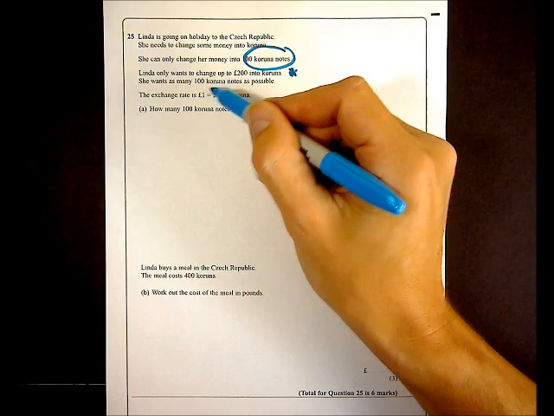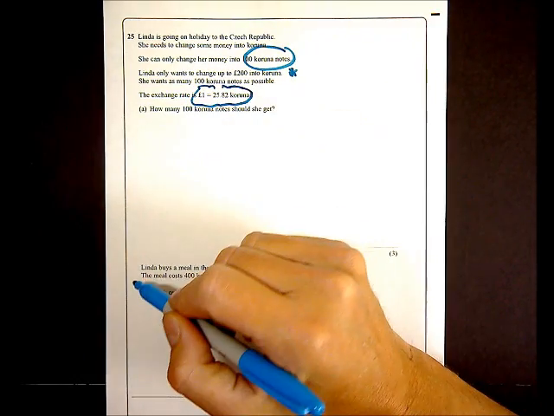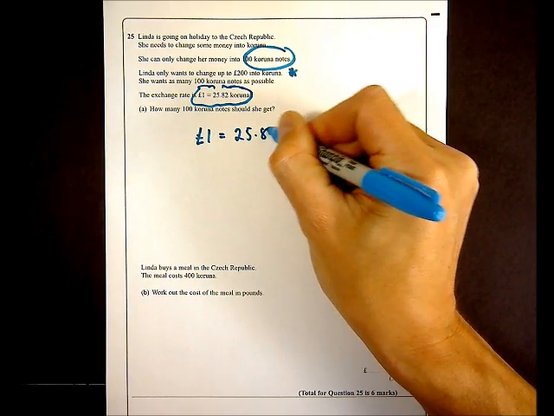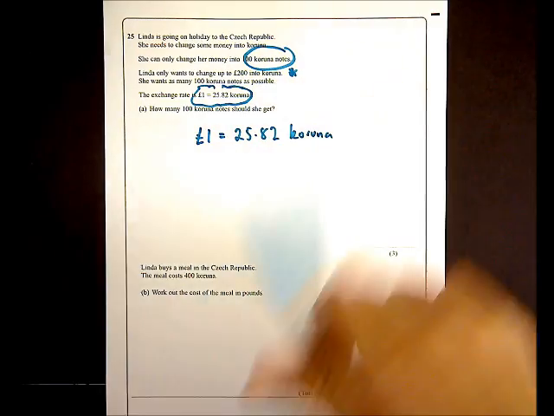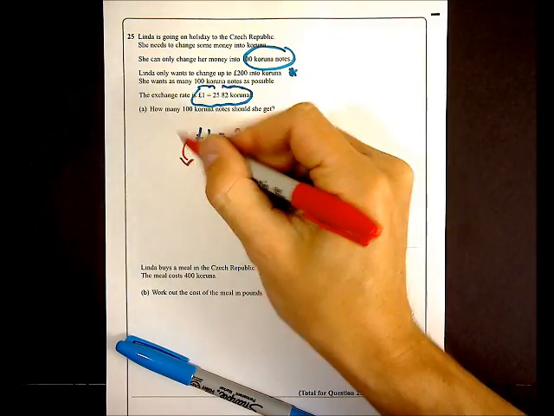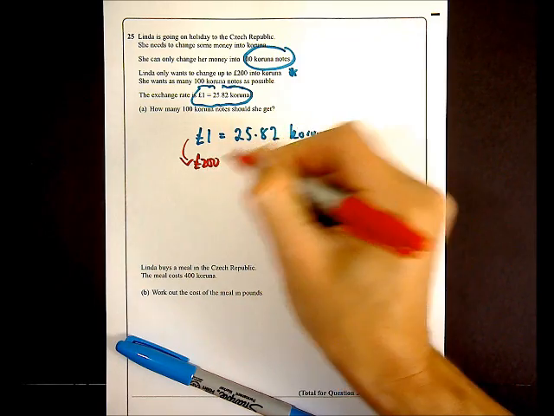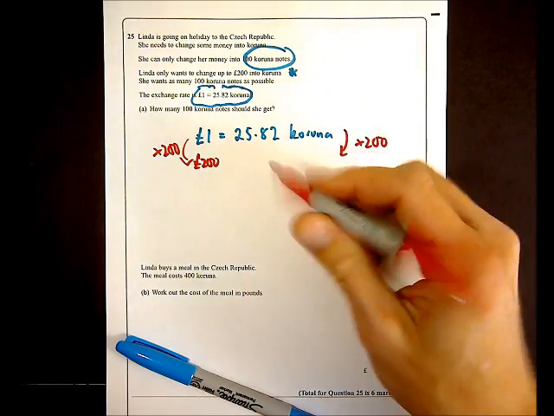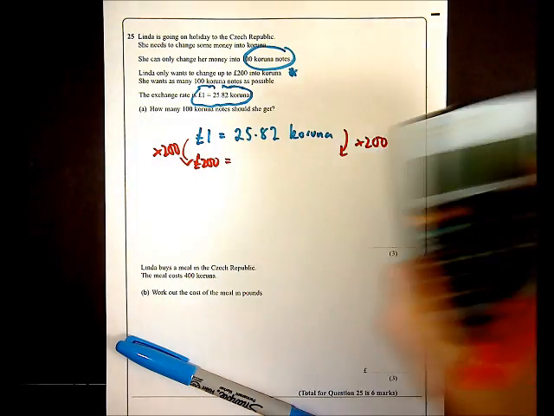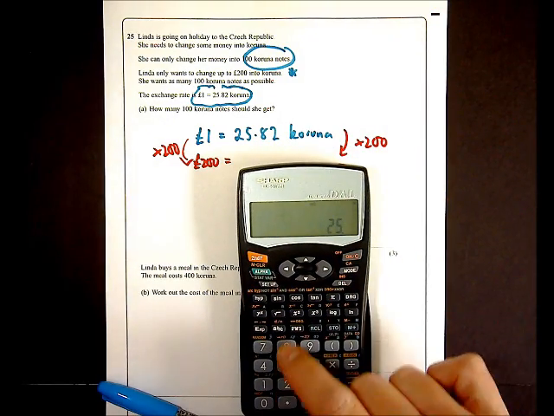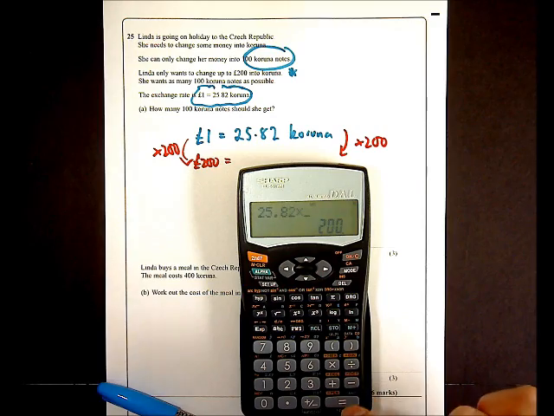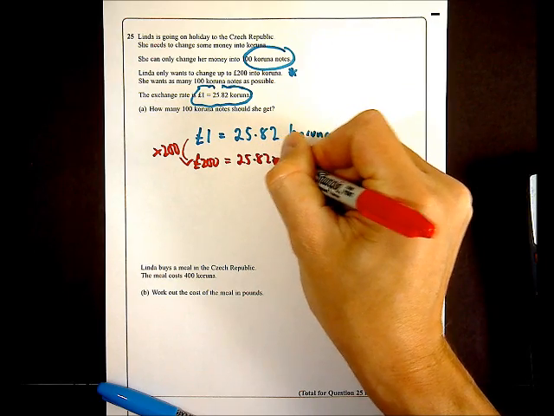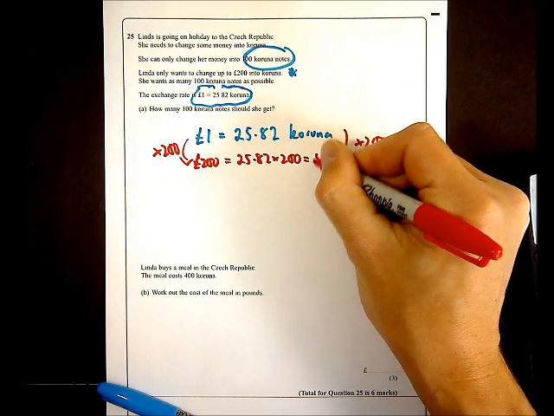And then I'm given the exchange rate here: £1 is equal to 25.82 koruna. So assuming that she changed all of the £200, she would have 200 lots of £1. So I would multiply both sides by 200. So £200 would be, in koruna, 25.82 times 200. And I'd get 5,164.